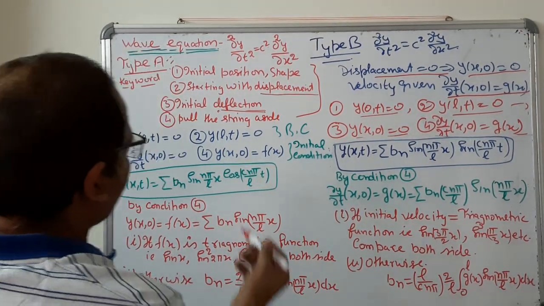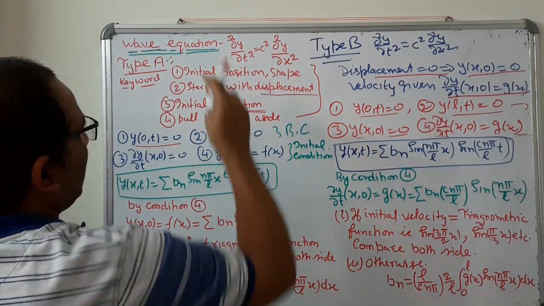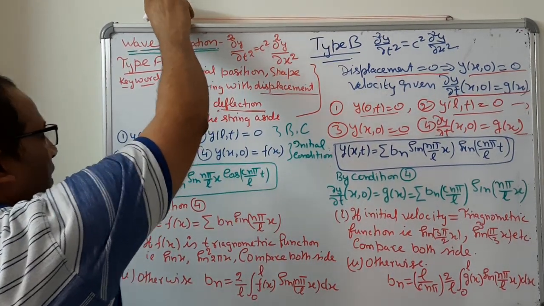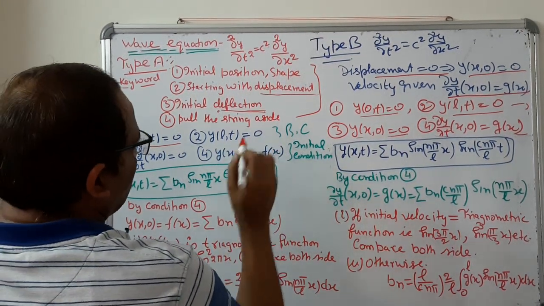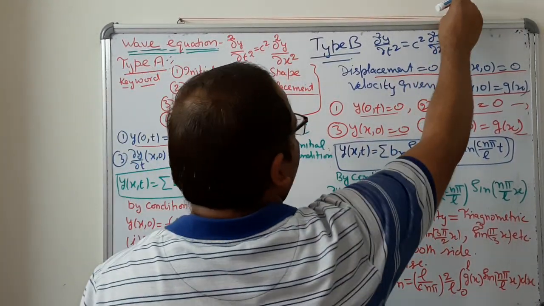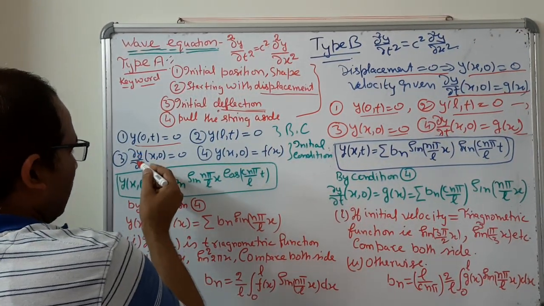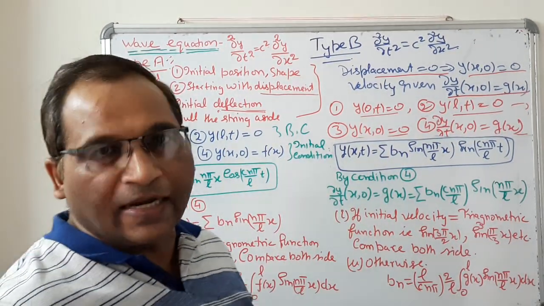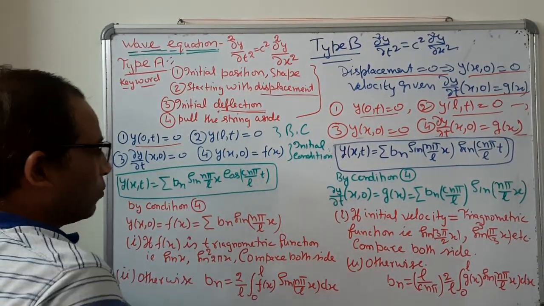In this case, the four conditions will be there. y(0,t) equal to 0, that means at the first end the displacement is equal to 0. y(L,t) equal to 0, that means at point B the displacement is equal to 0. The third condition is ∂y/∂t, which is the initial velocity, and the initial velocity is equal to 0.